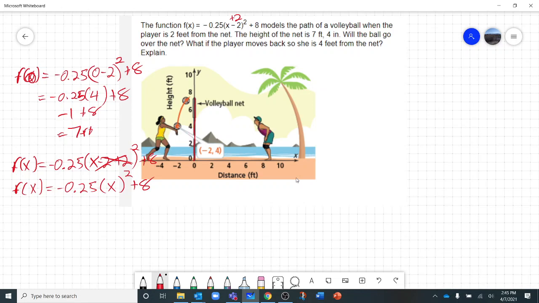And now if we do the volleyball net, which is still at 0, if we plug in a 0 for x, then this first part goes away, and we're just left with 8 feet. And so yes, if she moves back 2 feet, the ball will clear the net because it will be at 8 feet. It'll clear it by a good 6 inches, which, by the way, is the maximum height of the ball before it starts coming down again.